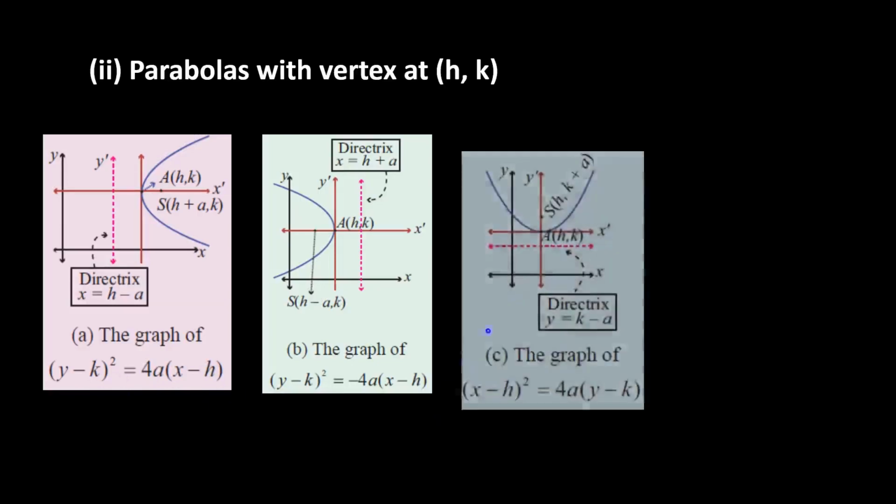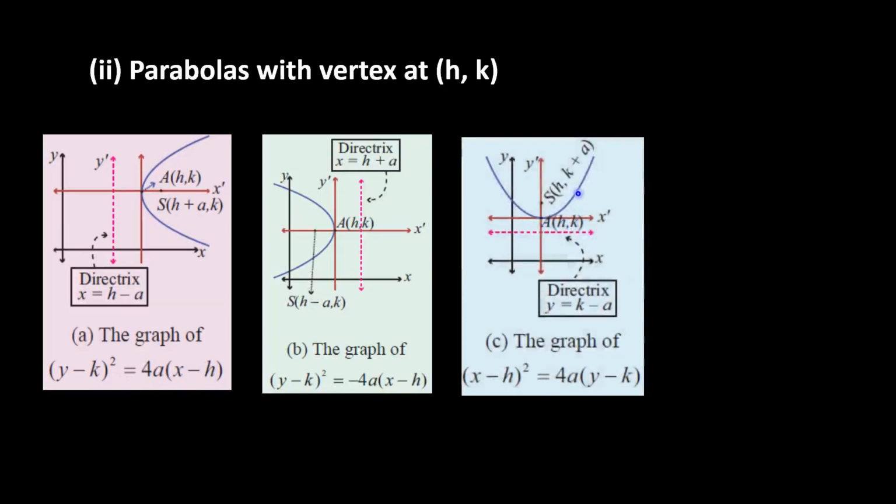Next one, this curve is open upward. For that, when it was at the origin, we saw the equation of the directrix as y equal to minus a. That is written here as y equal to k minus a. Then the equation of the graph is x minus h the whole square equal to 4a into y minus k.